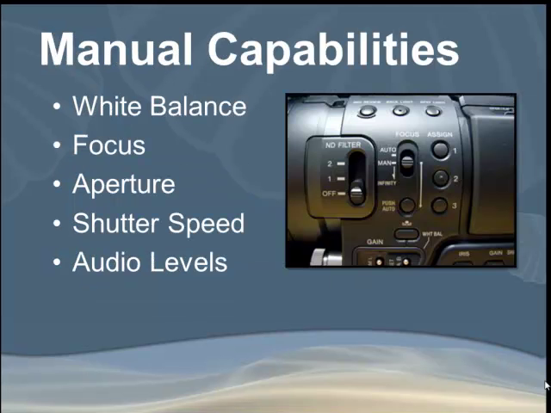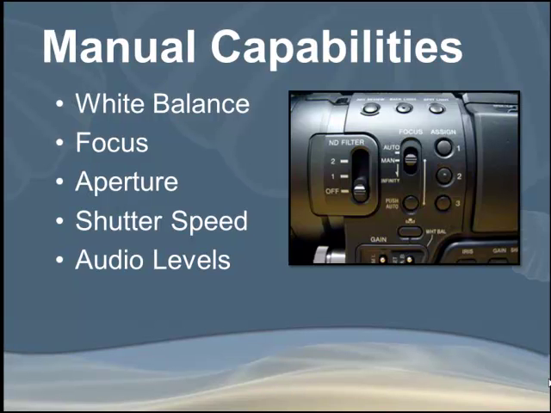When considering a camera, take a look at the manual capabilities and controls of it. The most important feature for the serious videographer is the ability to manually override the camera's default factory settings. Controls for manually setting the camera's focus, aperture, shutter speed, audio levels, and white balance are essential for flexible shooting.